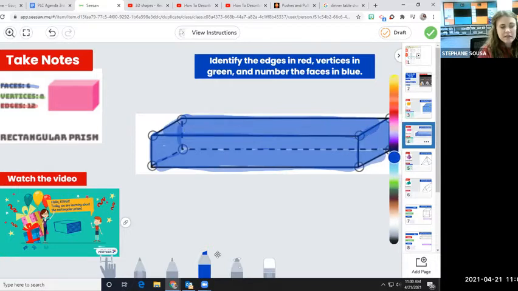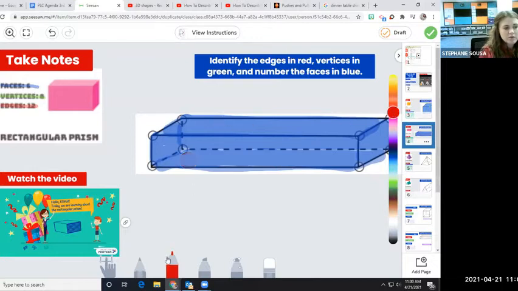So again, we can see where all 6 faces are by turning it in our mind's eye to imagine where the places are. Then we're going to take a look at the edges. The edges are going to be in red. Go ahead and grab your red pen.